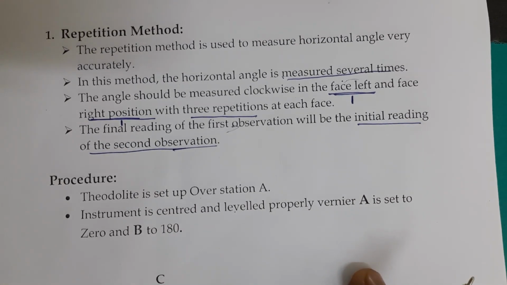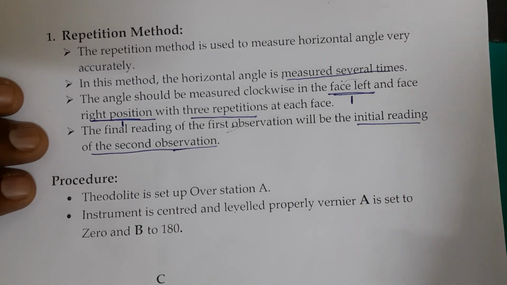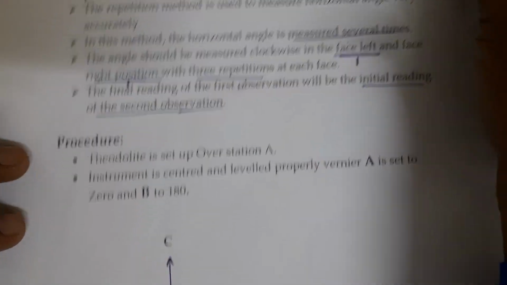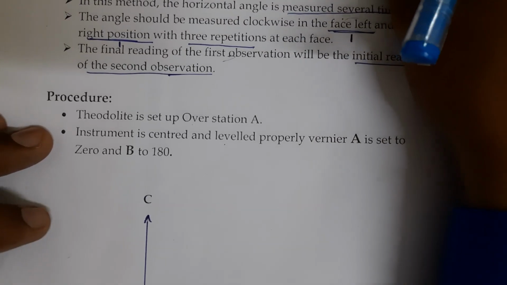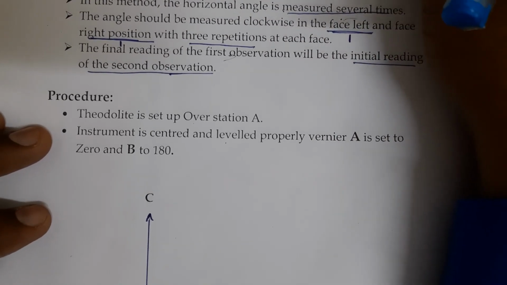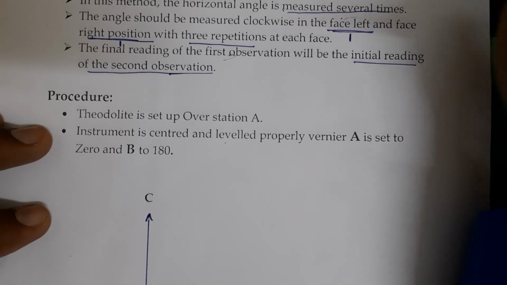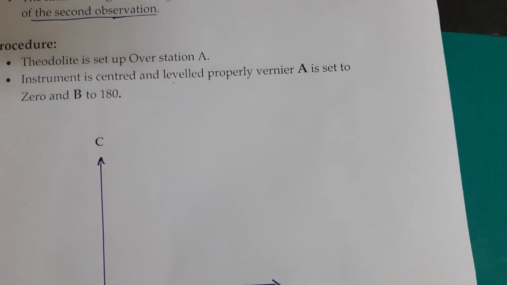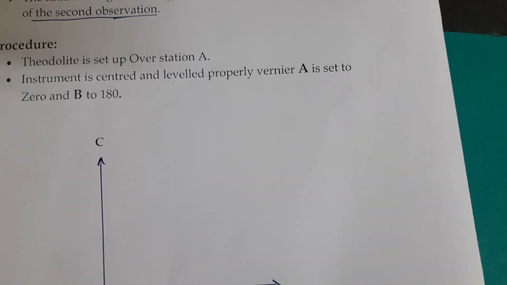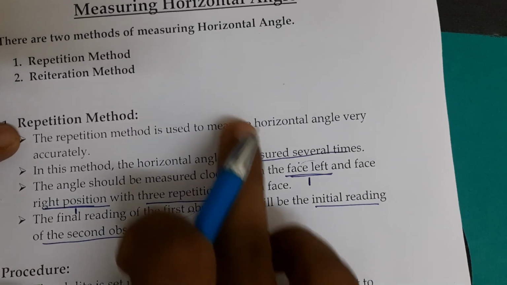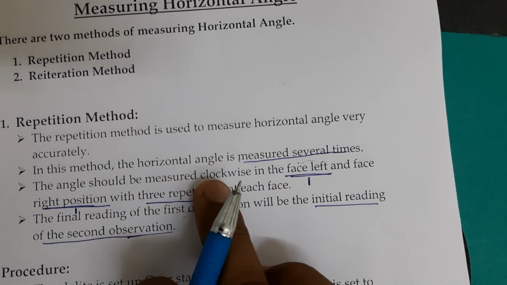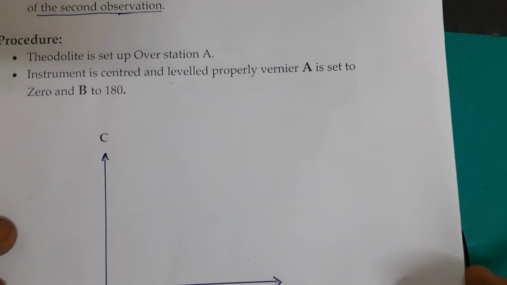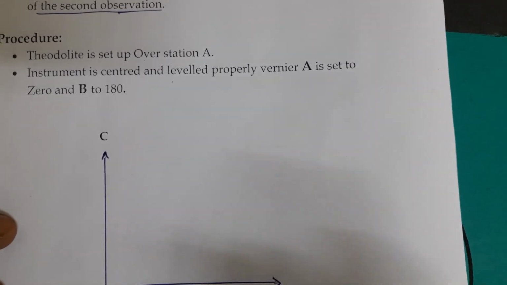Now this is the repetition method. Next is the procedure for measuring the horizontal angle using the repetition method, which we will discuss here. This was just a brief intro of the repetition method. Now we measure a horizontal angle using the repetition method.